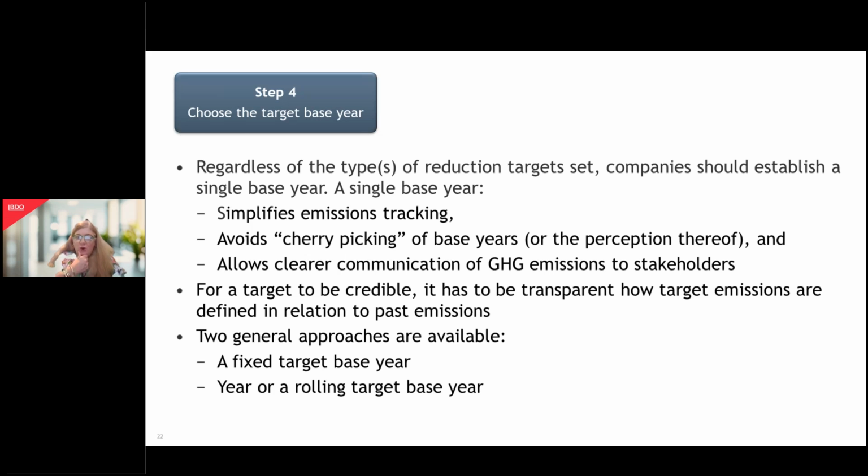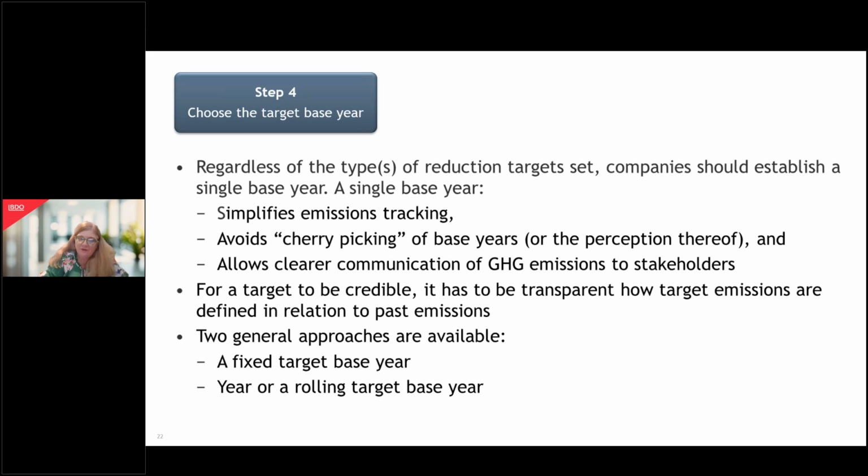A lot of organizations have a single base year. So it just simplifies emissions tracking. So if BDO Australia's base year is 2022, everything is compared over time with 2022. It avoids cherry picking of base years. So, you know, you don't want a base year 2022, let's say for scope 1 and 2, and 2024 as your base year for scope 3. It's easier if it's the same year.